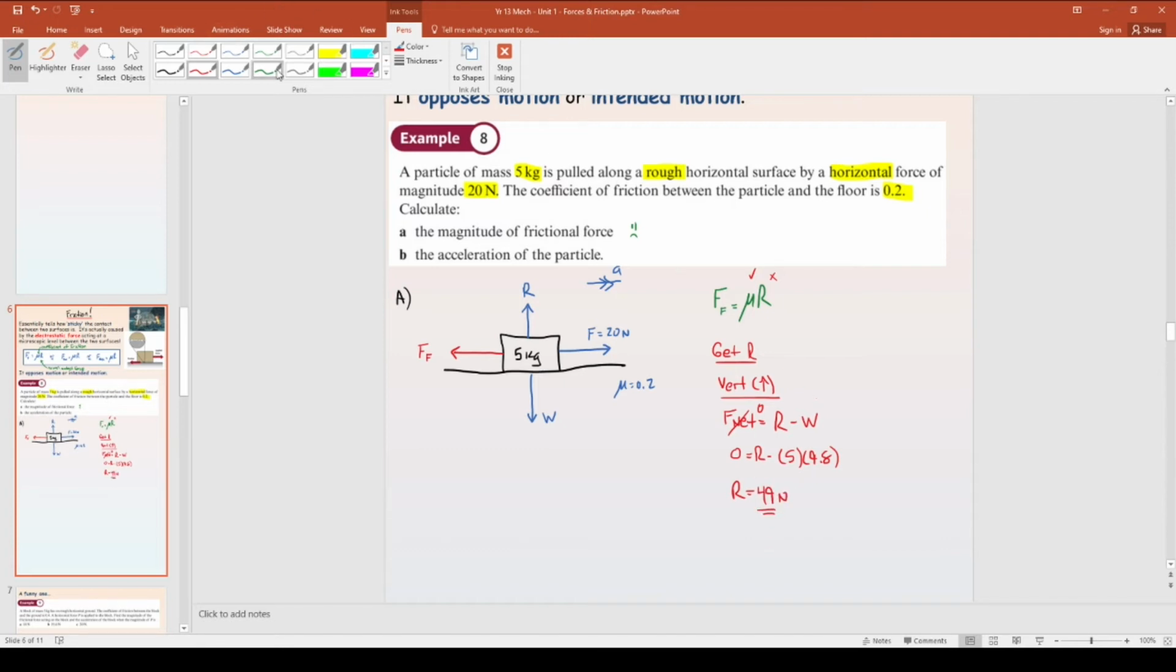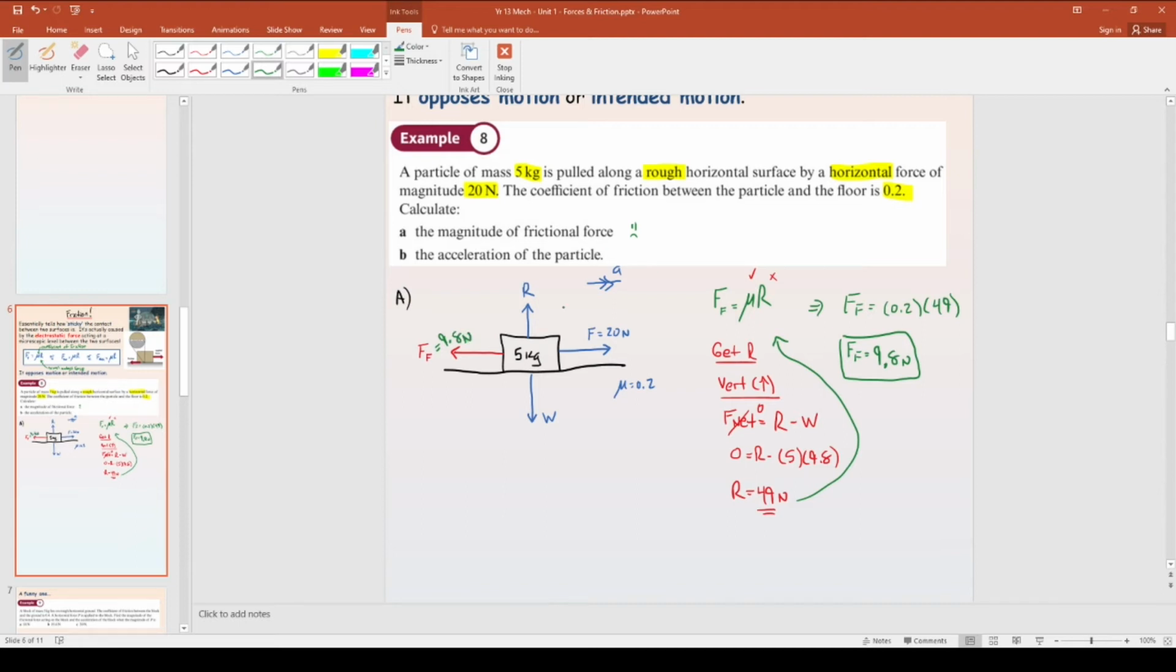Now unfortunately, we've got to go to our stupid number plug, and here we go. We can get the force of friction then. The force of friction is going to be mu, which is 0.2, times R, which is 49. So the force of friction in this question is 0.2 times 49, oops, I typed 0.5, 0.2 times 49 equals 9.8. So there's a resisting force of 9.8 newtons, and that answers the first question. And actually, this then is 9.8 newtons.